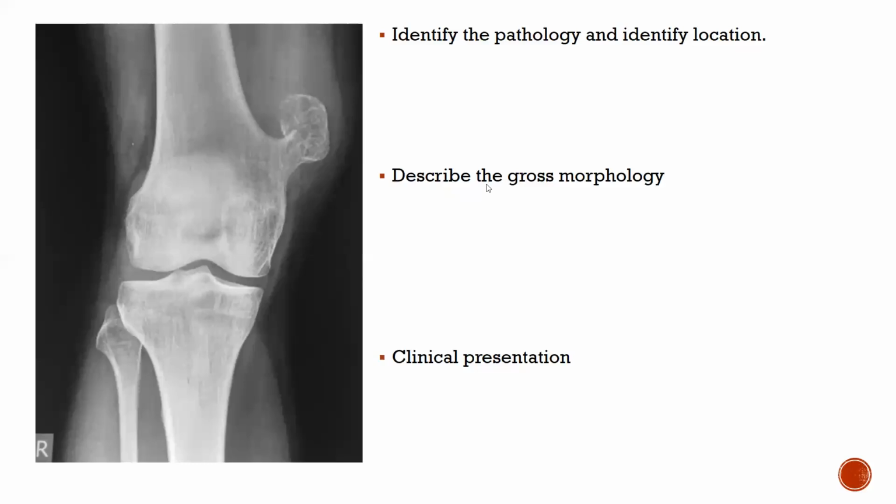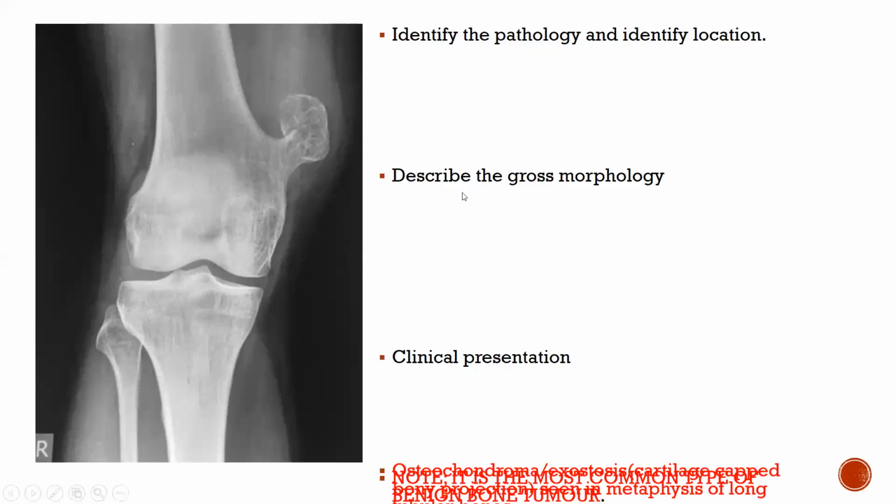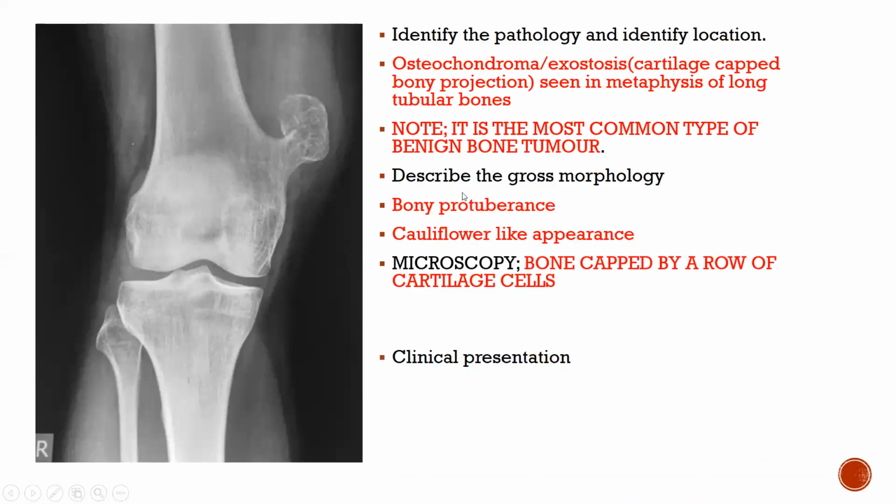So going to the next question, describe the gross morphology. There's a bony protuberance here, and on gross morphology you'll always see a cauliflower-like appearance. Okay. So on microscopy, what you get to see is bone capped by a layer of cartilage. This thing comes from the cartilage.